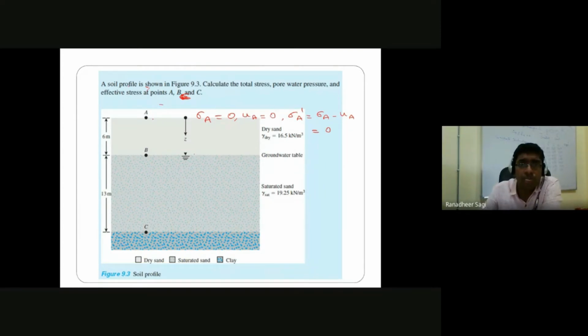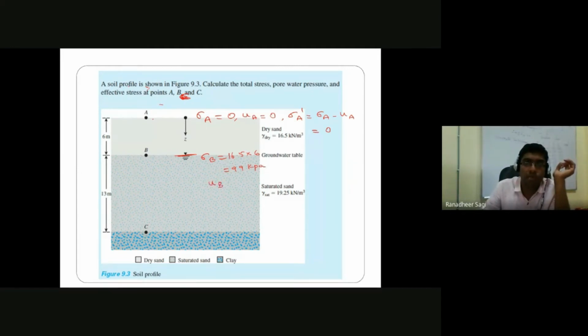And likewise, at point B, if I want to calculate the total stress at this depth, it is because of the material over and above the position of point B. What material do I have over and above point B? It's a 6-meter soil strata which has a dry density value, unit weight, of 16.5 kilonewton per meter cube, existing over a depth of 6 meters. So 99 kilonewton per meter square, or kilopascal, is going to be the total stress at point B.